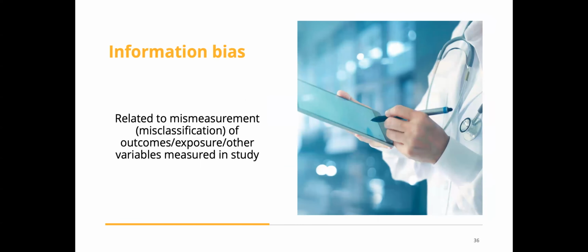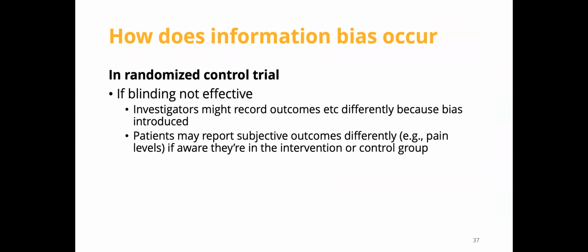So moving on to the next bias, which is information bias. Information bias is typically related to mismeasurement or misclassification of outcomes or exposures or other variables that are being measured in the study. So it's related to inaccurate measurement of patient characteristics, including the exposure variable or the outcome variable, as well as other important risk factors or confounders in your study.